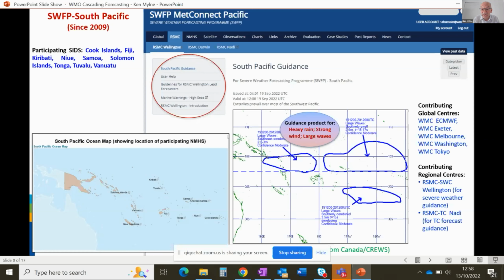And obviously this very oceanic region with a lot of small islands is particularly vulnerable to large waves and that sort of thing, and strong winds. So that's relevant. 2 minutes, Ken.